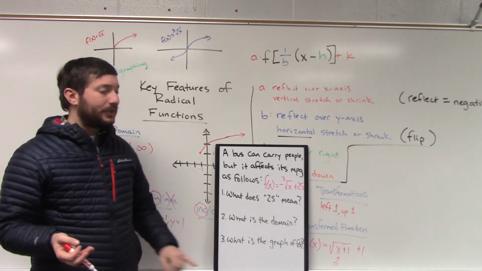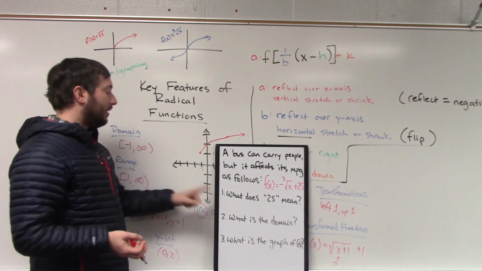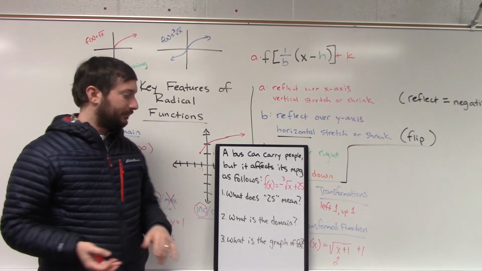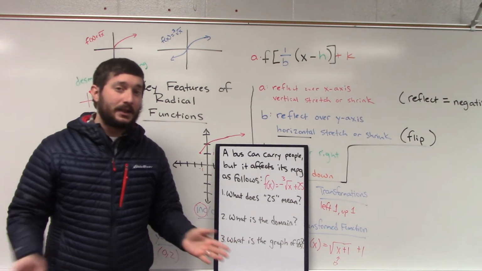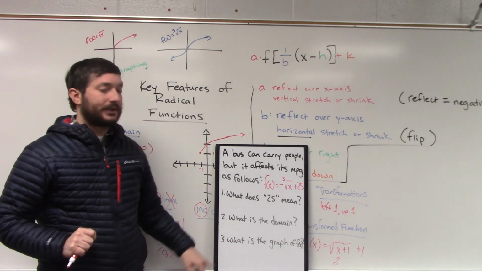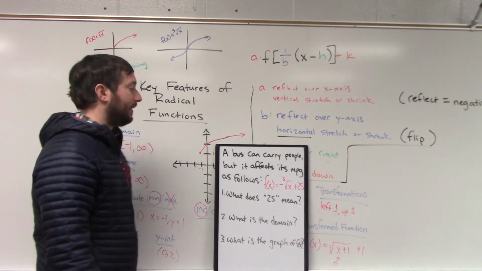Please try to answer these 3 questions. Number 1, what does the number 25 mean in the context of this function? Number 2, what is the domain here? Okay, what number can we plug into x? And number 3, what is the graph then going to look like in general?